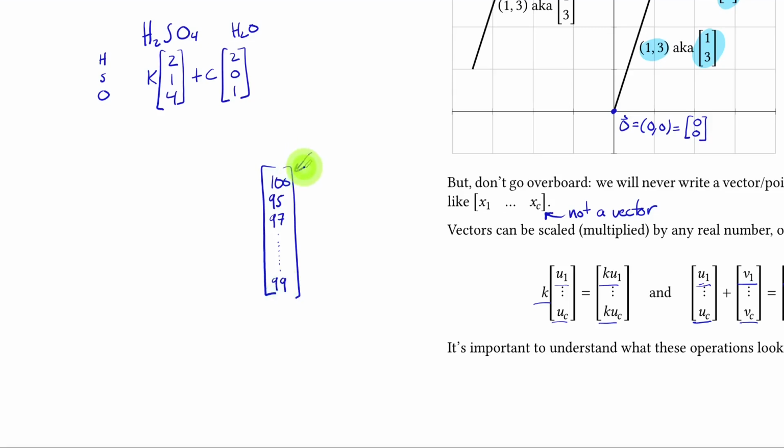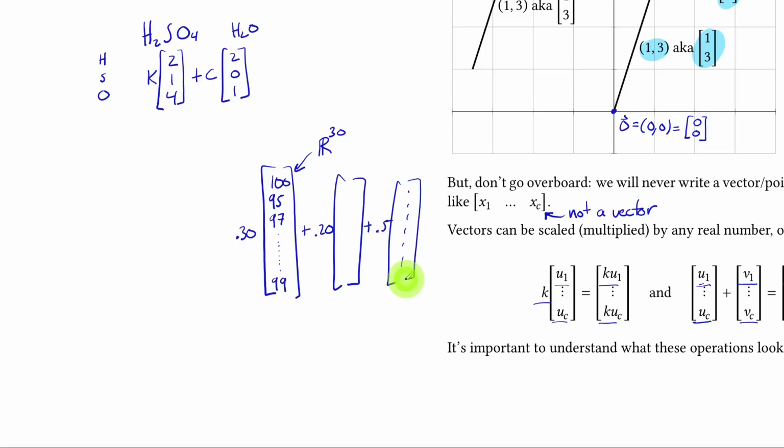So if you have 30 students in the class, this would be an R30 vector. And you can imagine, what if you wanted to calculate a final grade in the class based on the final exam and the homeworks and quizzes and whatever else? You can imagine scaling this vector by something like maybe the final exam is worth 30% of the grade, and then 20% of the grade is this other test, and then 50% is other stuff. I don't know. So anytime you calculate grades, you could think of that as vector arithmetic.